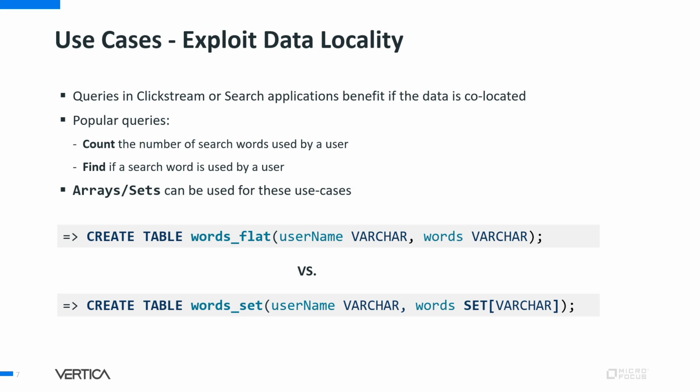Clickstream or search applications, for example, often have a set of data that's associated with each row, and common queries do things like count the number of values, such as search terms, for each user, or find users that have a certain property, such as which users searched for a particular term. A traditional schema here, words flat, keeps one row per search term. The complex schema, words set, instead keeps one row per user, with all of the search terms for that user collected within the set type column words. The set type is like the array type, but each element in the collection is unique.